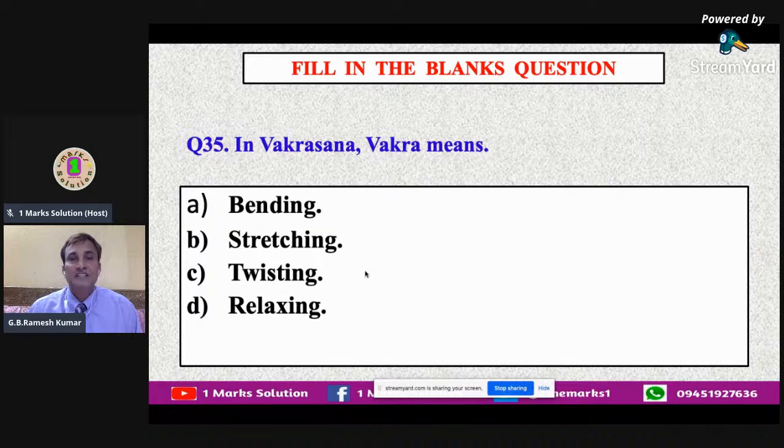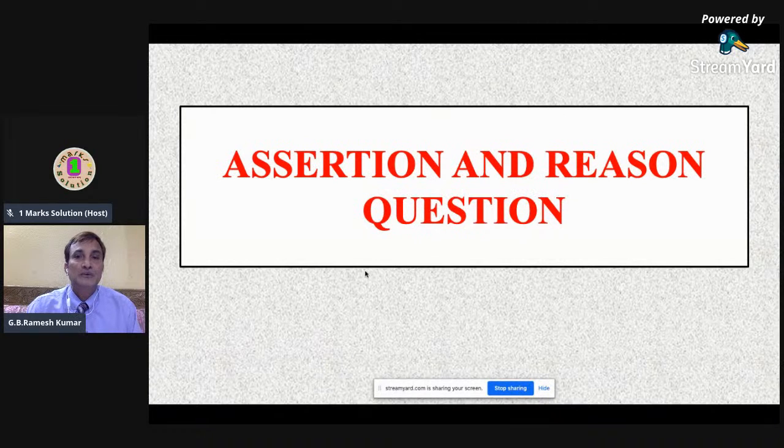Then definitely it's not only stretching, because in Tadasana we stretch our posture. And it's not a relaxing posture. So the option is twisting. We bend forward and we twist our upper body. So this is what Vakra means: twisting. The answer is C, twisting. Moving to question 36.